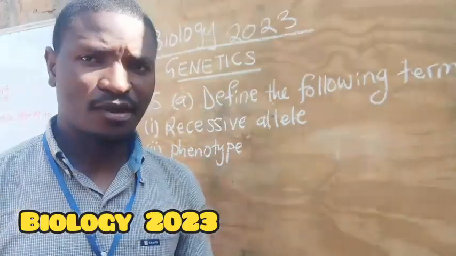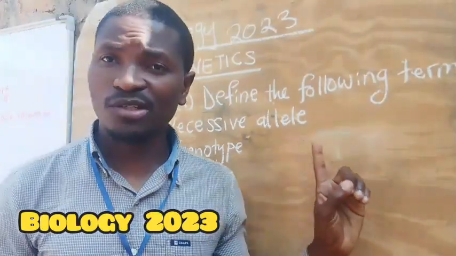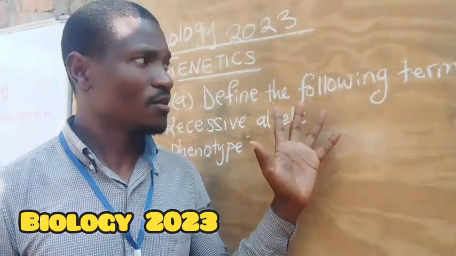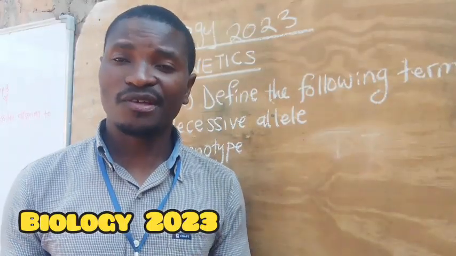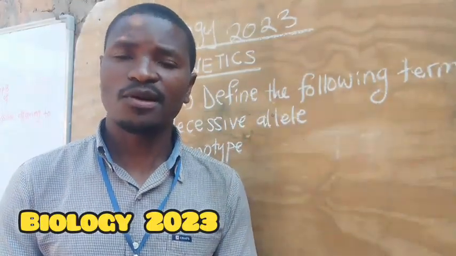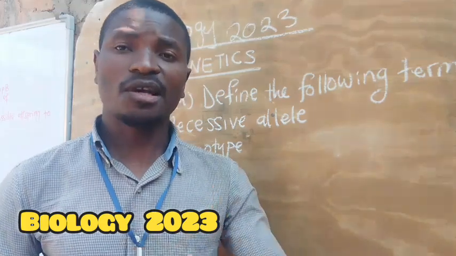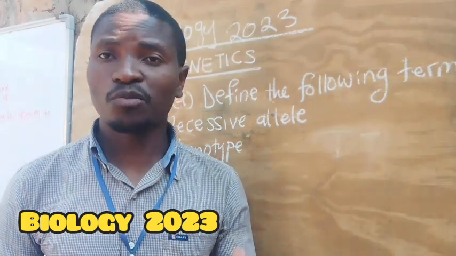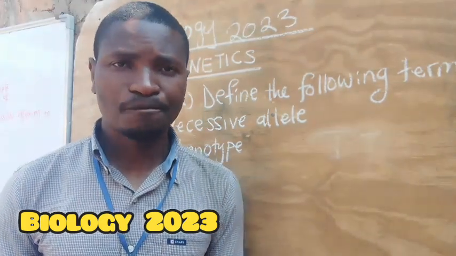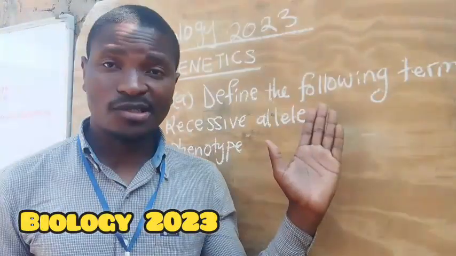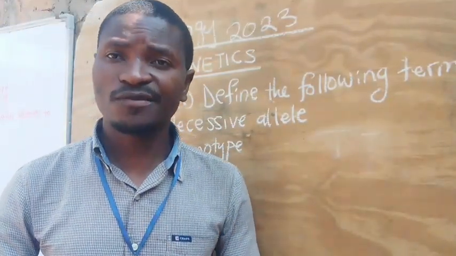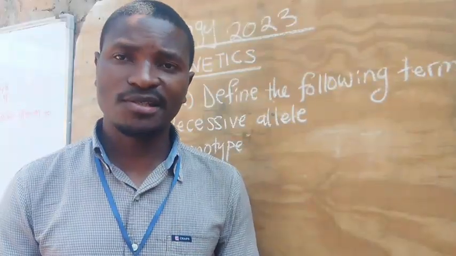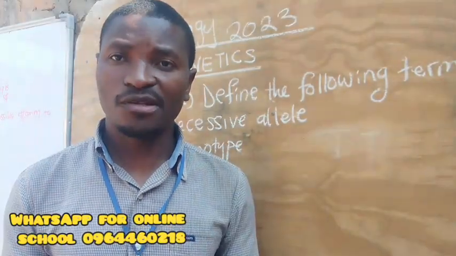Okay, so we have some of the questions that we want to answer, and the questions are about genetics. Genetics comes every year, and this is to help you so that you're able to pass your exams. Now the question says, define the following terms. The first one is a recessive allele. The second one is phenotype.